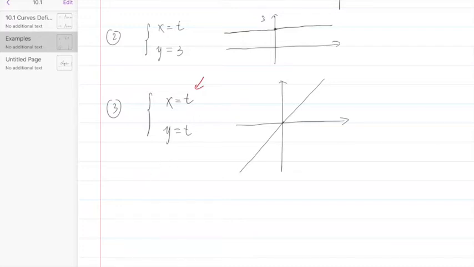Now imagine there is a particle. Okay? This is actually a motion. At t, which is time, equals 0, this particle is at 0, 0. At t equals 1, this particle is at 1, 1. And then as your t changes from 0 all the way to infinity, can you kind of visualize this particle moving along this line, as your t starts to change from 0 to infinity.